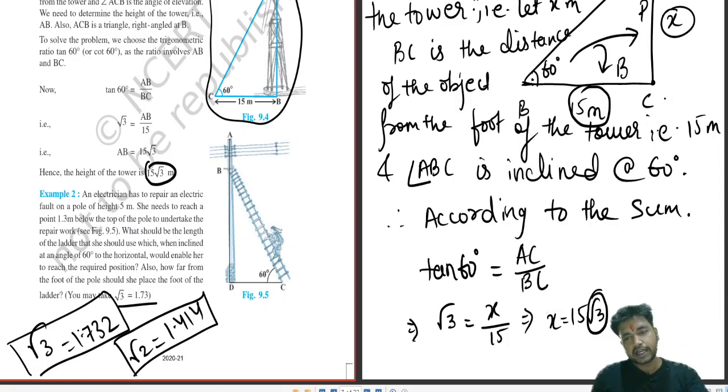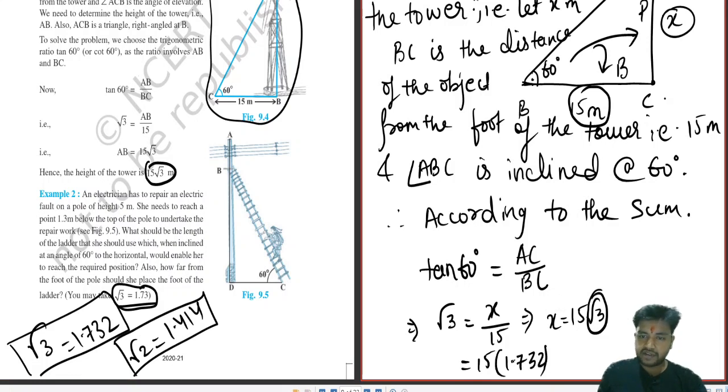Root 3 and root 2 are mandatory to be known to you in the exam hall. It may be that they would give you this in brackets in the question. It may not be. So you are your own boss over here. So 15 into 1.732. If they have given 1.73, you use 1.73. If they have not given it, you can use 1.732, or you can extend it to the 4th decimal place. But according to mathematics, the 3 decimal place is perfect. So always use 3 decimal places.